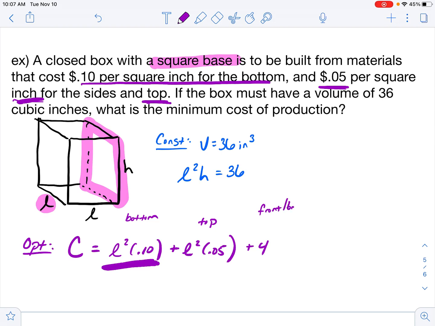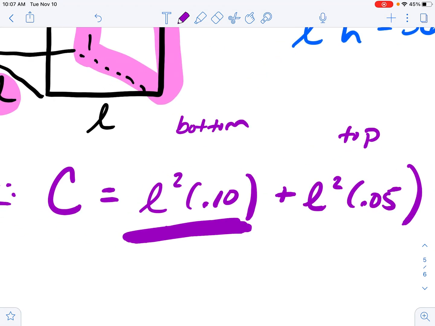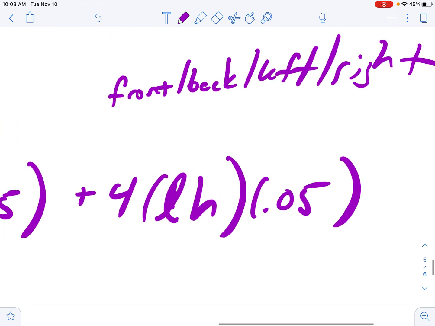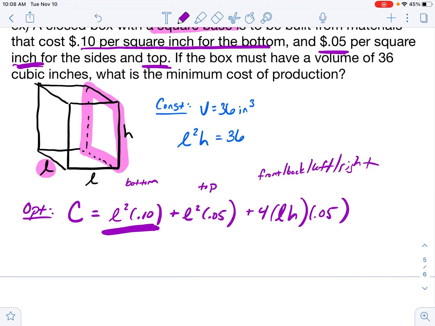So it was front, back, left, and right sides, all of the same area, LH, times the cost of 5 cents per square inch. And there now is our cost equation. Area of the bottom times the cost per square inch of the bottom. Area of the top times cost per square inch of the top. Area of the remaining sides times 4 times the cost per square inch of the sides. Okay, and so obviously the most involved of our optimization formulas thus far, but there you go.